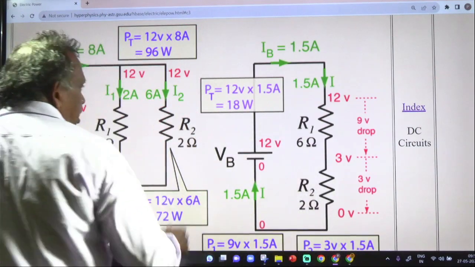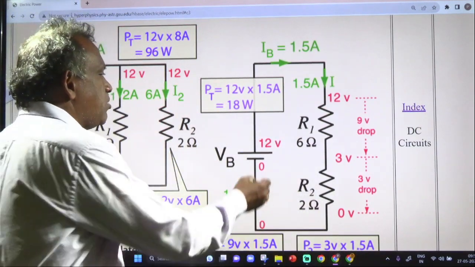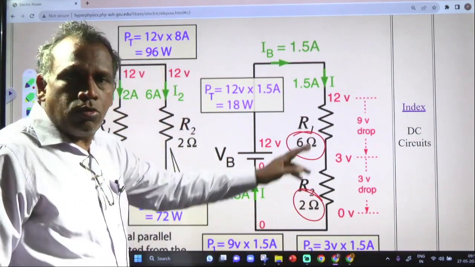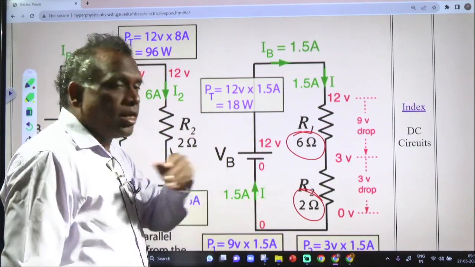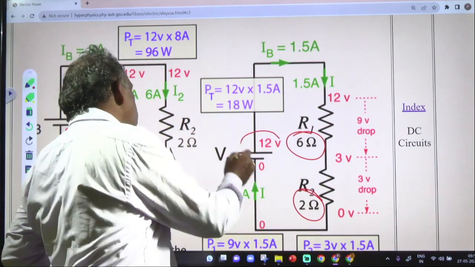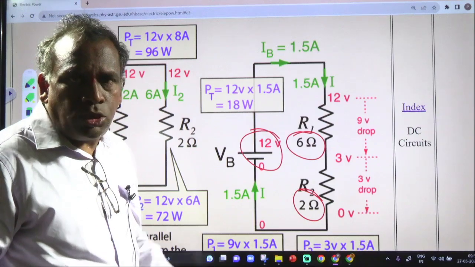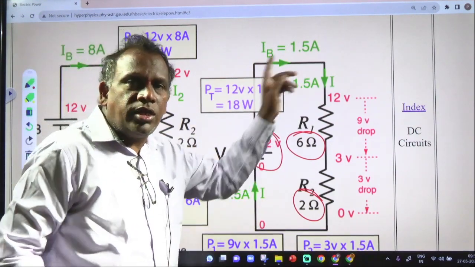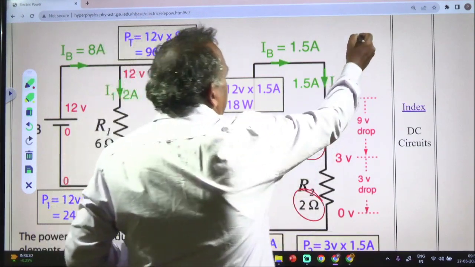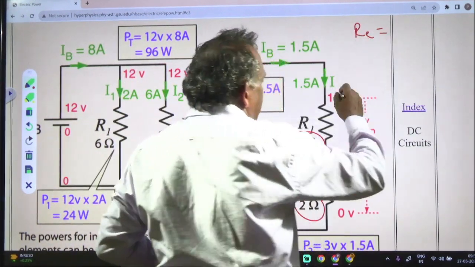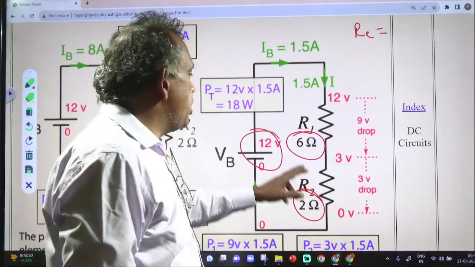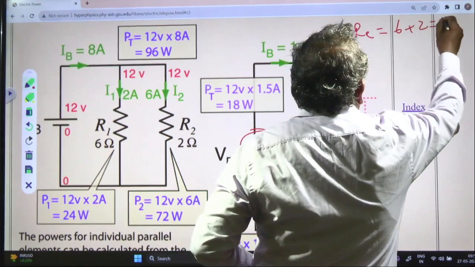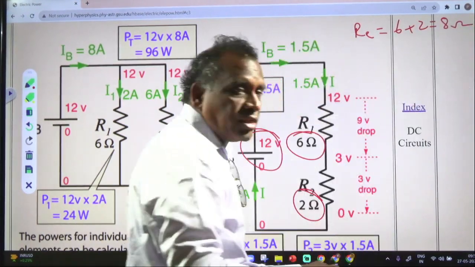Similarly, take the series connection. In the series connection, the same 6 ohms and 2 ohms are there. So 12 volts is the battery. This 12 volts is coming through this and the current is 1.5 amperes. How did you get this 1.5? Calculate the effective resistance. Effective resistance in a series connection is R1 plus R2. It means 6 plus 2, that is nothing but 8 ohms. 8 ohms is the effective resistance.